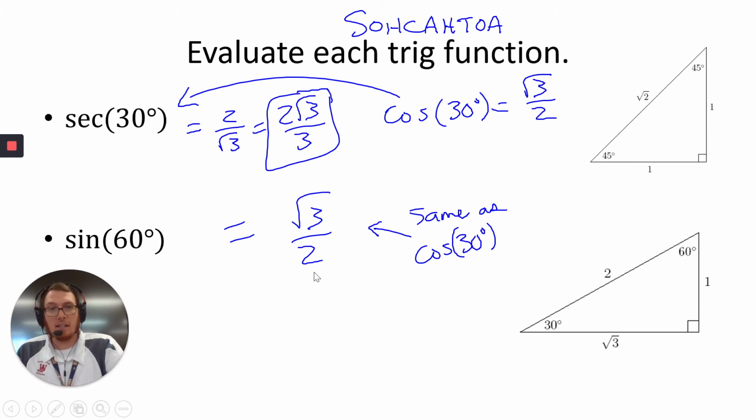Sine of 60. Sine of 60, you have to go from 60. So 60 is up here. You could make another triangle with 60 and 30 flipped, but realize that 60, across from it is root 3. So sine would be root 3 over 2 because across from 60 is root 3, and then the hypotenuse is 2. Notice that sine of 60 is the same as cosine of 30. Why? Because sine and cosine are cofunctions, and their angles are complementary.